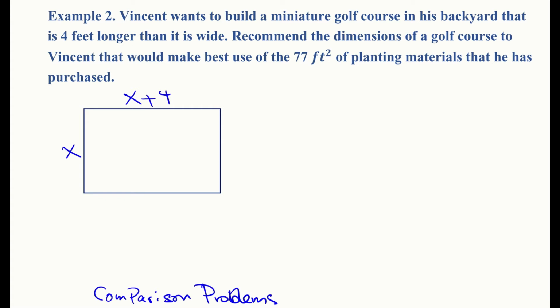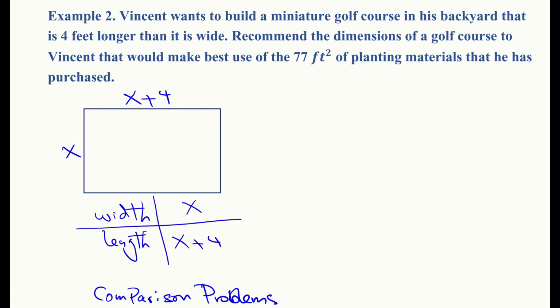So we have the width and the length. We want x here and x plus 4 there. Now, we're also told what the area should be, because that's how much planting material Vincent has purchased. So to use all of it up, we're going to make the amount purchased the very amount of the field that we're going to create, the green field.